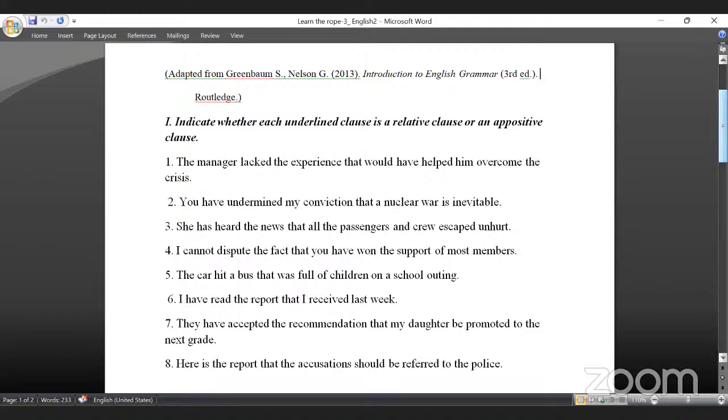Okay, so we're going to look at a few questions from here. The first exercise is on appositive clauses. Indicate whether each underlined clause is a relative clause or an appositive clause. That is just what we were discussing. The diagnostic that you're going to use is whether you are able to split open the sentence into two different ones, and not just split open, but split them into sentences that are grammatical and meaningful.